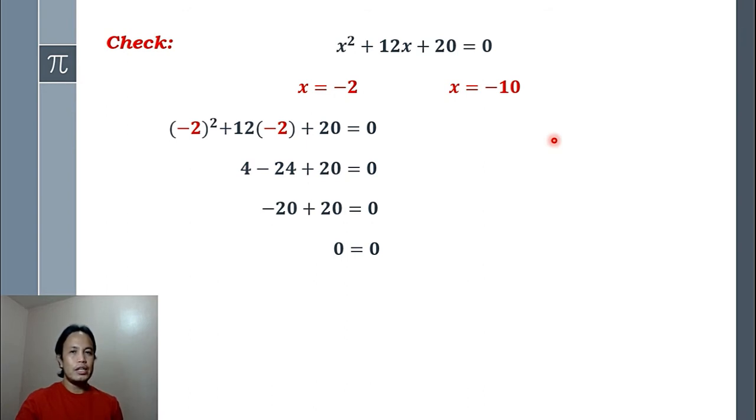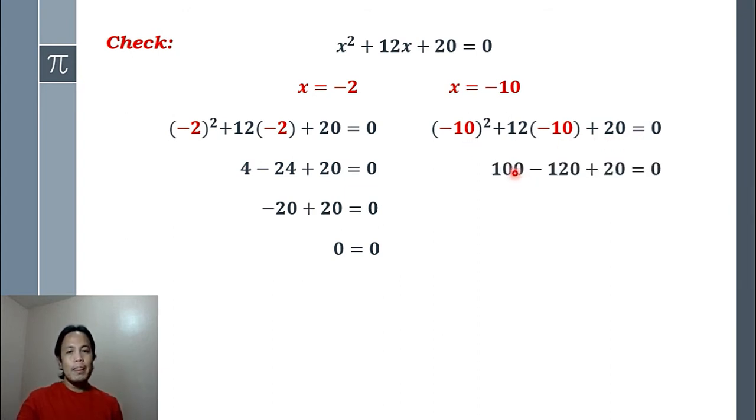So we will check using the value negative 10. We do the same process. We substitute. Instead of writing x, we change that with negative 10. Then we copy the square plus the 12. Then our x is negative 10. Then plus 20 equals 0. Then negative 10 squared is, of course, positive 100. Then positive 12 times negative 10 is negative 120. Then plus 20 equals 0. Then we will have 100 minus 120 is negative 20 plus 20, that is equal to 0.